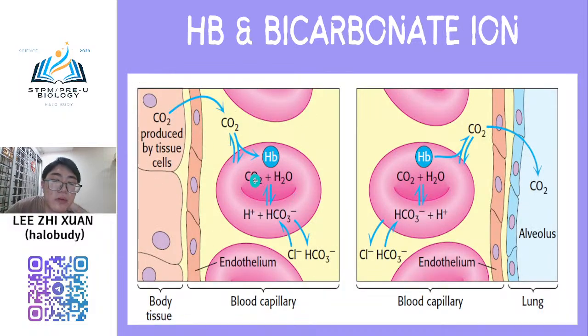Once this process is completed, it is transported from the tissue blood capillary to the blood capillary near the lung, the alveolus. The bicarbonate ion inside the blood plasma diffuses back into the erythrocyte again, and the chloride ion diffuses out from the erythrocyte into the blood plasma. Then the bicarbonate ion reacts with hydrogen ion to form back the carbonic acid, and then back to carbon dioxide and water. This carbon dioxide diffuses out from the erythrocyte into the blood plasma and back to the alveolus for gaseous exchange, and is then released to the atmosphere through our nose. That is the overall process.